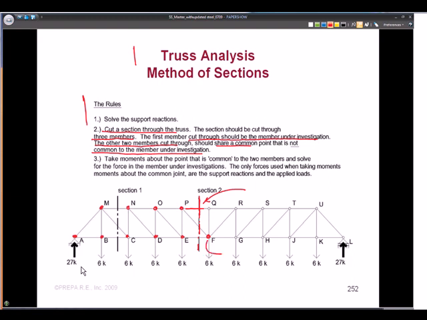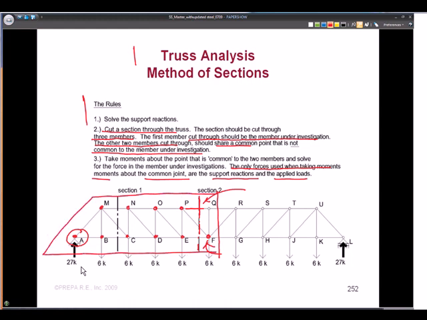Then we take moments about this point that is common to the 2 members and solve for the force in the member under investigation. The only forces used when taking moments about the common joint are the support reactions and the applied loads, okay? So what we're really doing is, instead of looking at an individual joint and isolating it, we said that every part of the element or truss has to be in equilibrium. We're just taking a bigger joint. We're just taking a bigger piece and finding the equilibrium. So no matter what scale you're looking at, on a very small scale or big scale, it has to be in equilibrium.